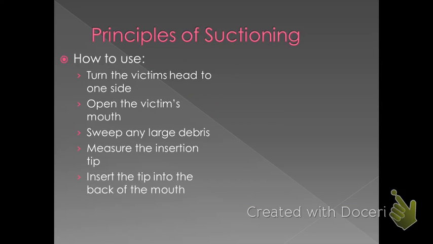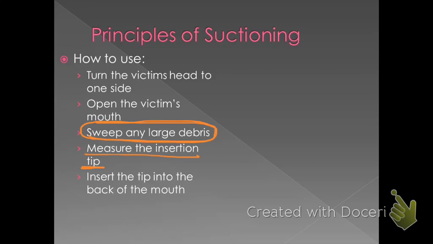And then one thing that you want to do before you start suctioning is sweep away any large debris. Think about vacuuming. When you vacuum something that's large, it clogs the vacuum. Well, the same thing occurs with suctioning. If there's large chunks of food or particles in your patient's mouth, it would just get in the way of the suctioning device. One thing that we want to do is measure the insertion tip.